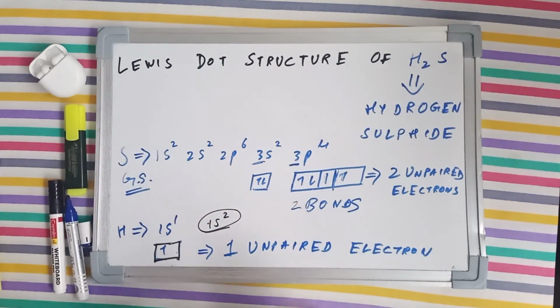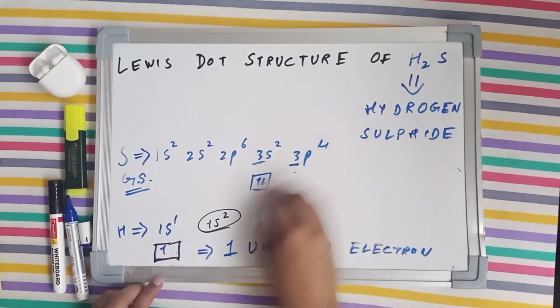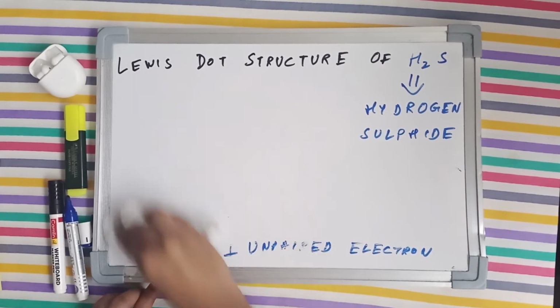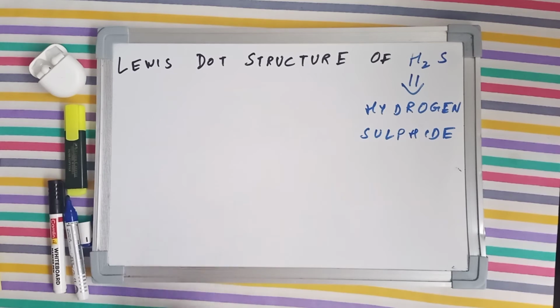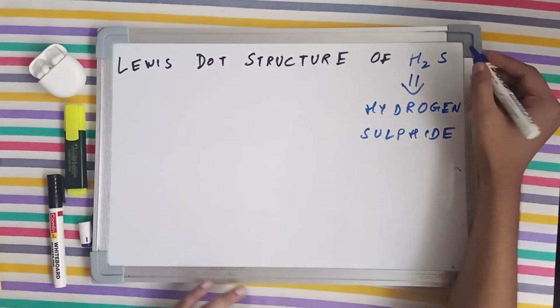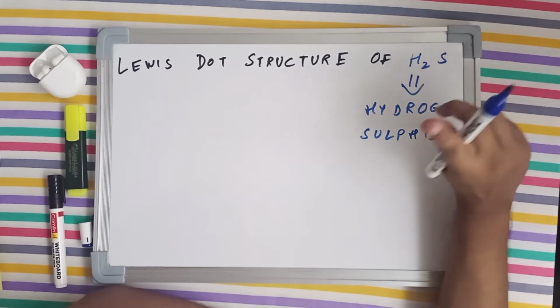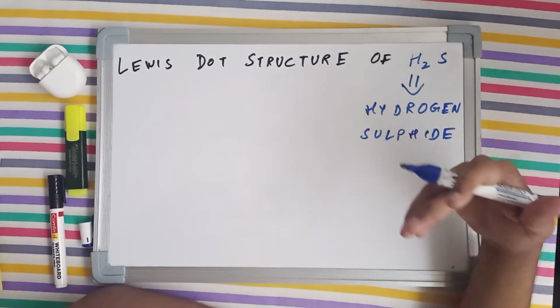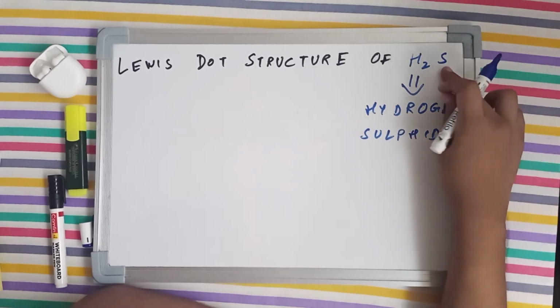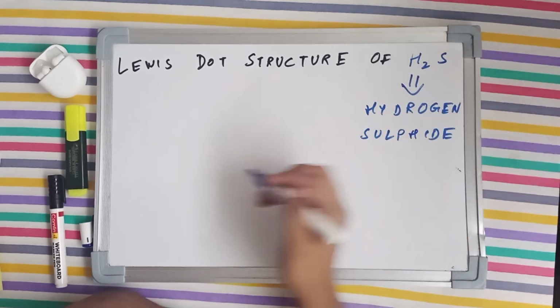This talk was all about the basics. Now let's draw the structure of hydrogen sulfide. Our central atom is the one which is lesser in number. We have just a single sulfur, whereas we have 2 hydrogens. So our central atom is going to be sulfur.